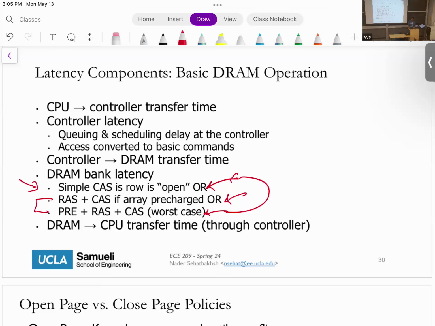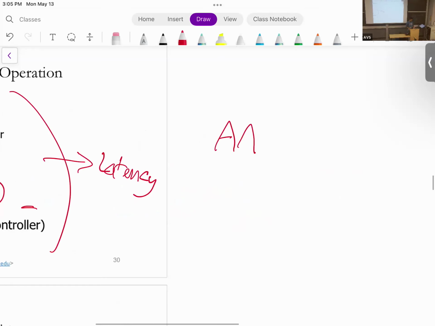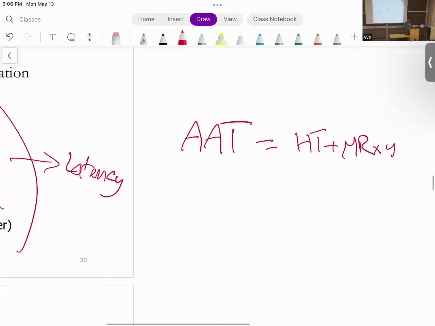And of course, once you get the data, your data still needs to be transferred back to the CPU, so there will be another transfer time from DRAM to the CPU this time. Okay, so together this would be your end-to-end latency of your DRAM. And of course, in order to boost your performance, you need to make this as fast as possible. If you remember, in the cache, we defined average access time as the hit rate plus miss rate times miss penalty. And we told you that the miss penalty of the last level cache is the latency of this DRAM. So this is exactly that.